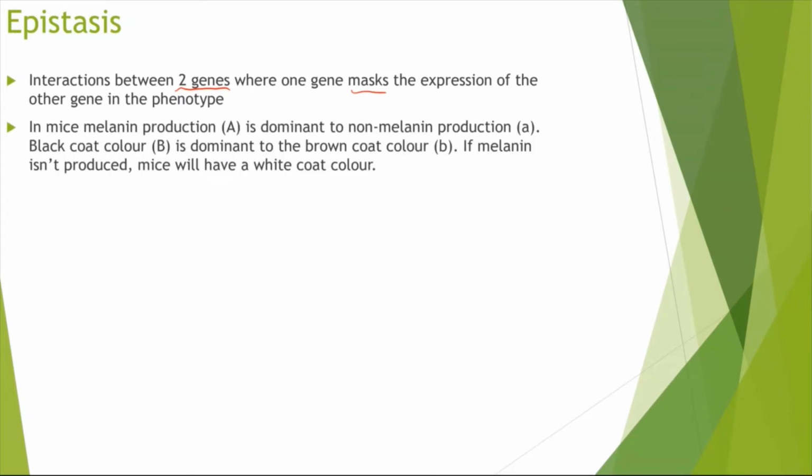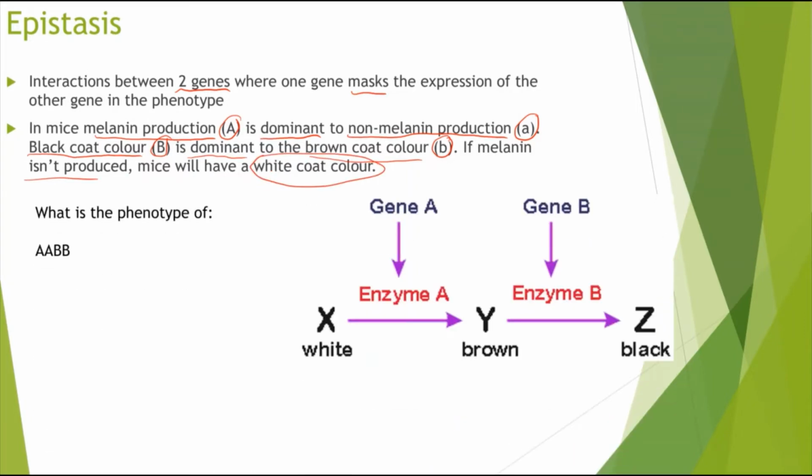Just going through an example, they told me that in mice, melanin production, which is given a capital A, is dominant to non-melanin production, which is a lowercase a. And then they've told me that black coat color, which is given a capital B, is dominant to the brown coat color, which is given a lowercase b. And finally, they've told me that if melanin isn't produced, then mice will have a white coat color. Right, so they've asked us a few questions.